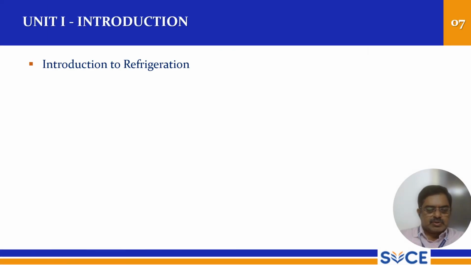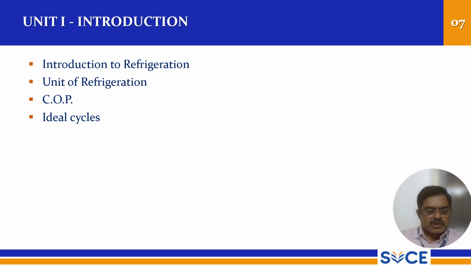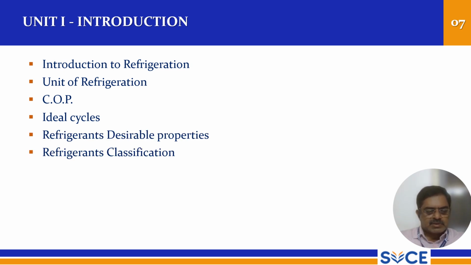Coming to the topics in this unit, already we have seen introduction to refrigeration, unit of refrigeration, COP, ideal cycles, refrigerants desirable properties, refrigerants classification, refrigerants nomenclature. So these are the topics in the first unit. We have seen introduction to refrigeration and now we are going to see unit of refrigeration and COP. In the next session we are going to start ideal cycles, refrigeration cycles.